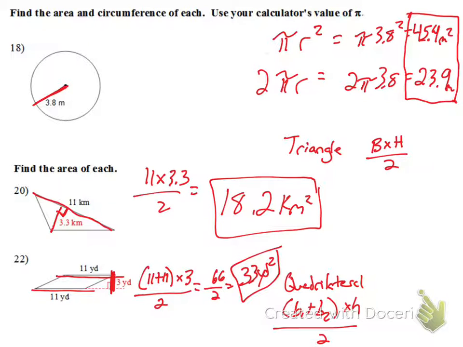You can tell it's a quadrilateral because it's got 2 sets of parallel lines. So that's a set of parallel lines, and then that's a set of parallel lines.